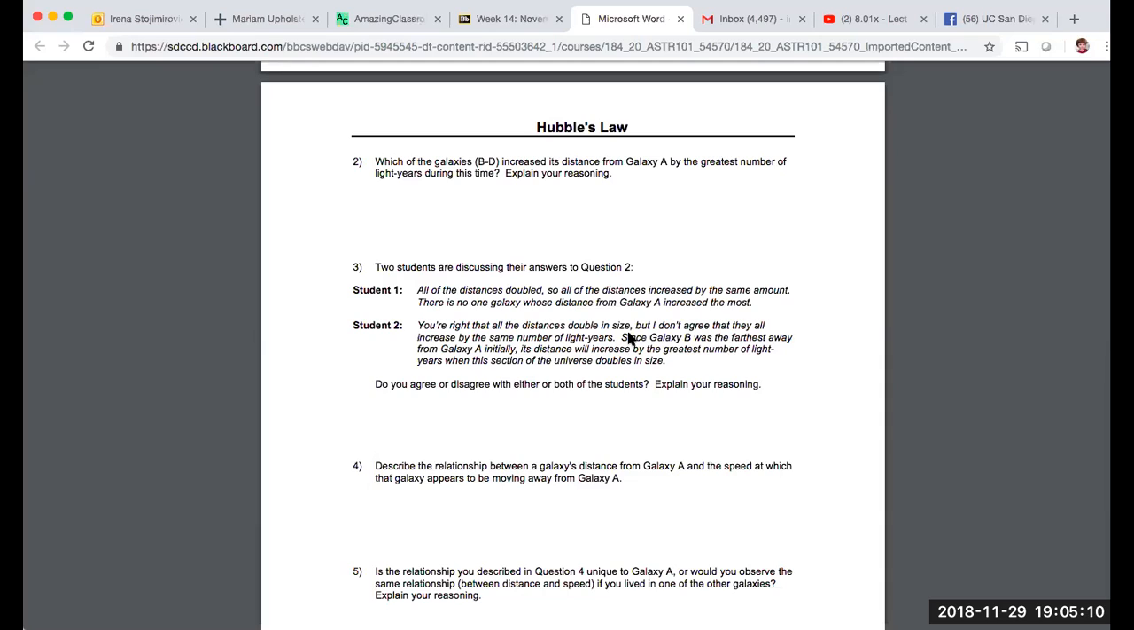Which of the galaxies B through D increases its distance from galaxy A by the greatest number of light years during this time? It's going to be B because it has the greatest length to start off with. Very good. Great. So then students 1 and 2, which one is correct?